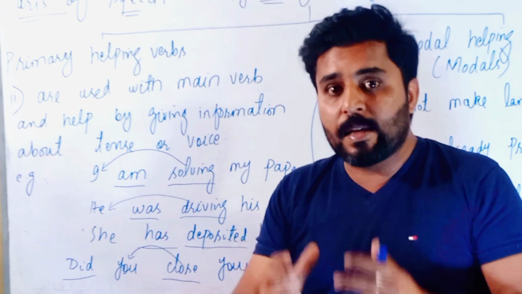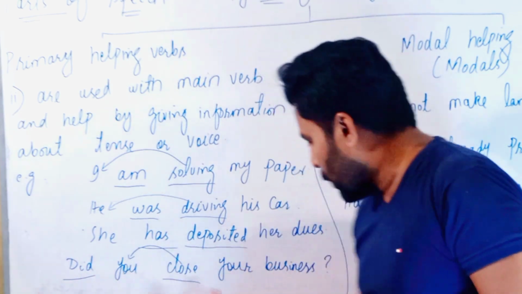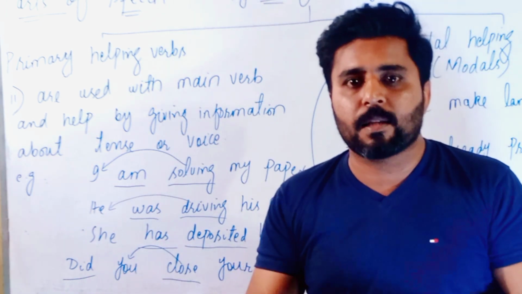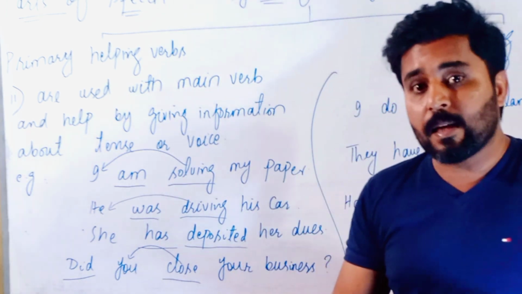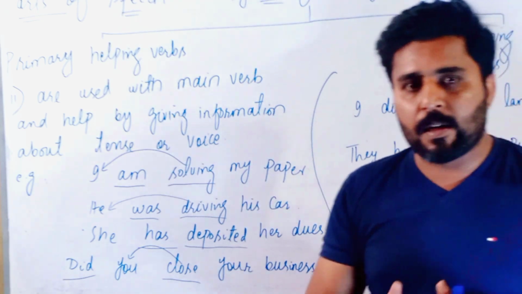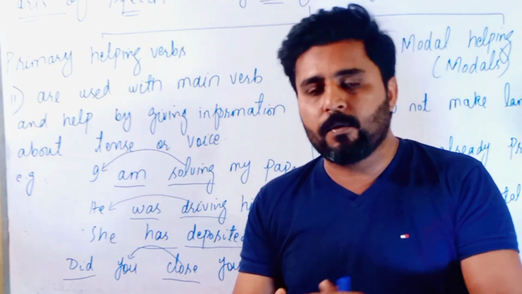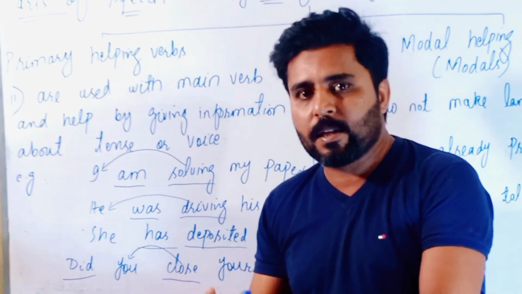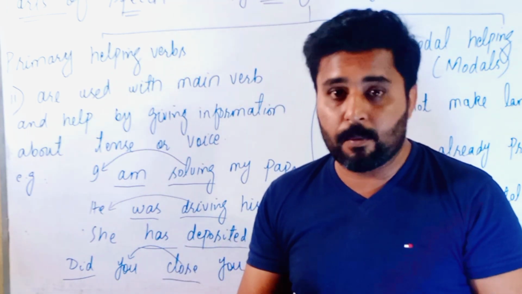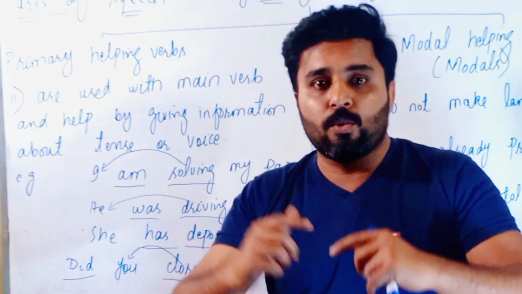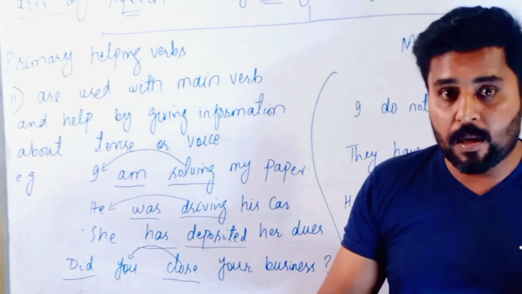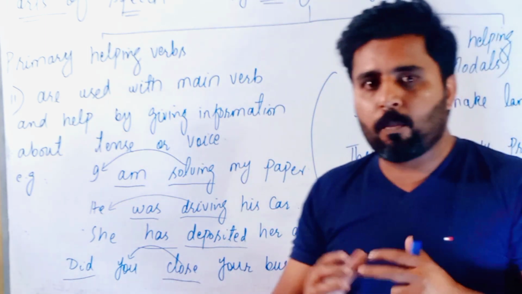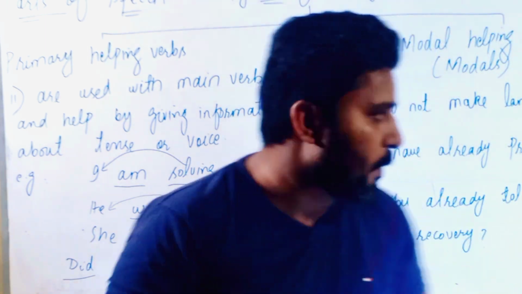So when we use did as a helping verb to make interrogative or negative sentences, it means that we are talking in past indefinite tense. Did as a helping verb हम past indefinite tense में sentences को negative या interrogative बनाने के लिए use करते हैं. Did के बाद हमने जो actual action है उसकी first form को use करना होता है because did as it is shows us that the action is done in past tense. Did you close your business? क्या तुमने अपना कारोबार जो था वो बंद कर दिया? So this is past indefinite tense.